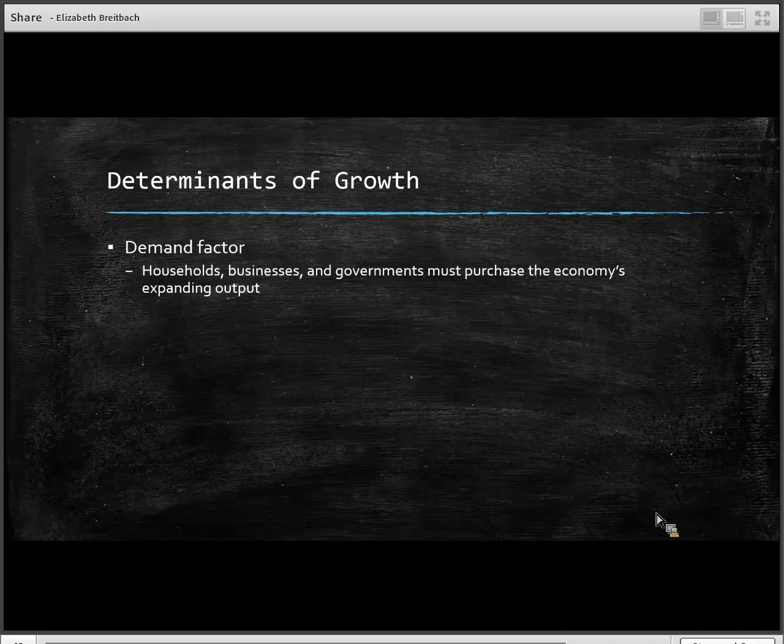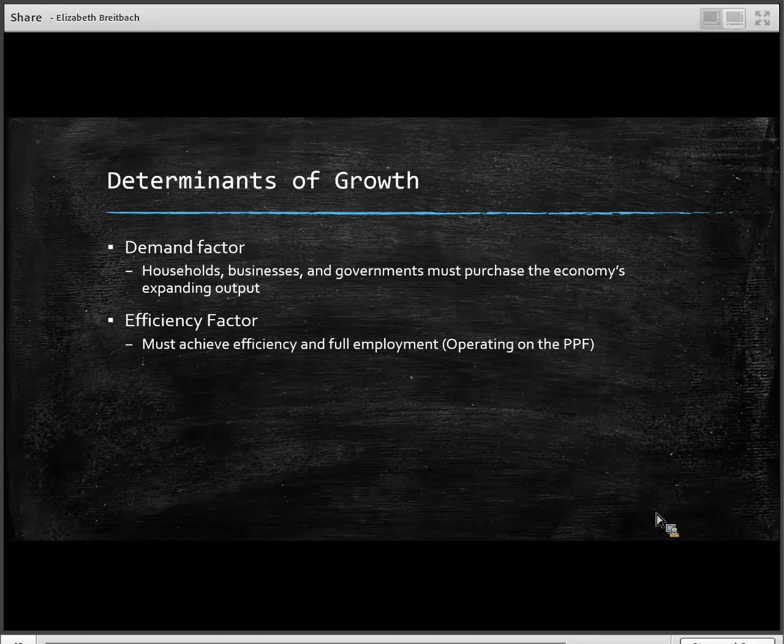Even if we have these new great technologies that allow us to produce more, if nobody purchases the products, then we're going to be operating inside that production possibility frontier, and we're not going to see the growth in that real GDP level. And along with this all is that efficiency factor. We must achieve efficiency and full employment. So our efficiency factor is very important for determining economic growth.